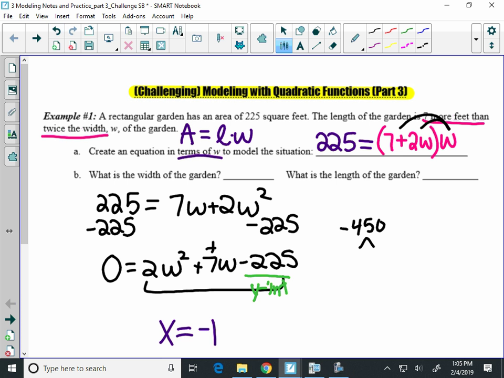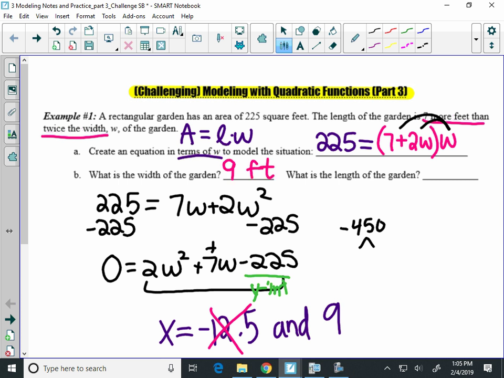negative 12.5 and 9. Now we are talking about the length and width of a garden. So it has to be positive. So cross off negative 12.5. Then what we're going to learn in the next unit is called extraneous. The word extra is in there. So it's an extra solution. It doesn't work here. So we know that 9 is our width. So we know the width of the garden is 9 feet.